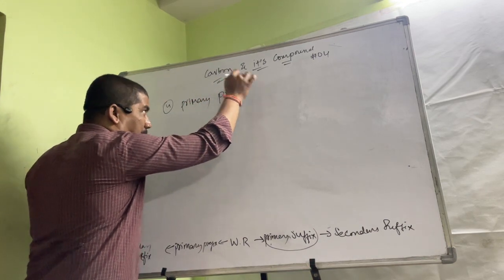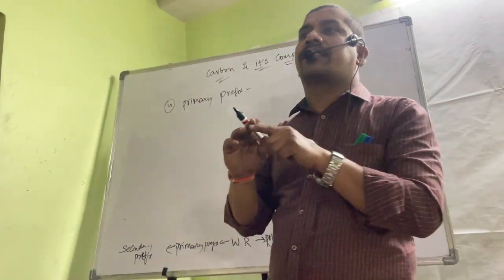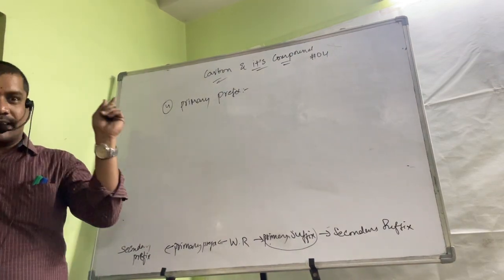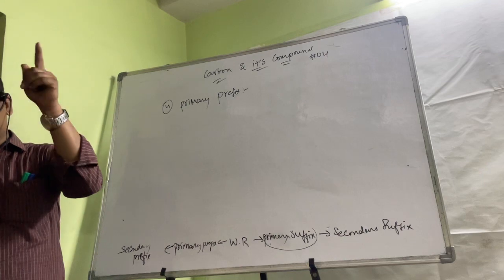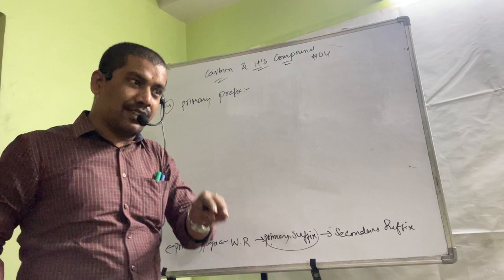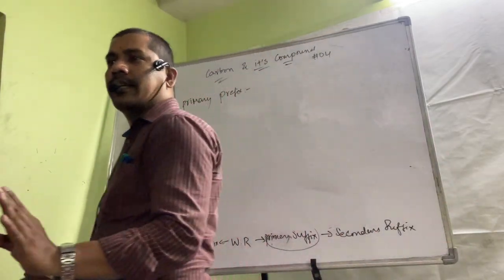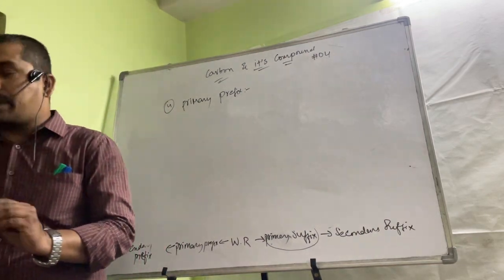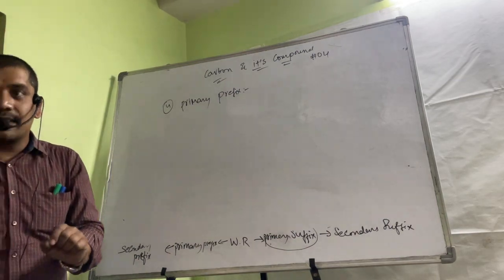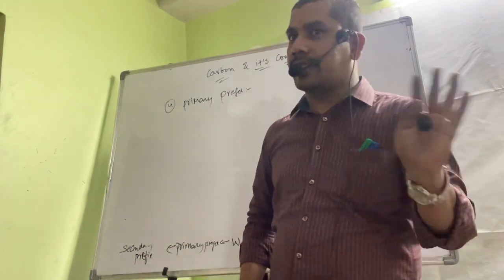See, primary prefix is used only when a closed compound, a ring hydrocarbon, is given. Open chain hydrocarbon, closed chain hydrocarbon. Right. So whenever a closed chain hydrocarbon is given, then only the primary prefix will be used, or else it won't be used. Clear? So whenever a closed carbon chain or ring carbon chain is given, only then the primary prefix will be used, otherwise we will not use it.